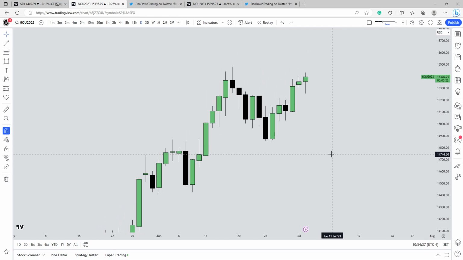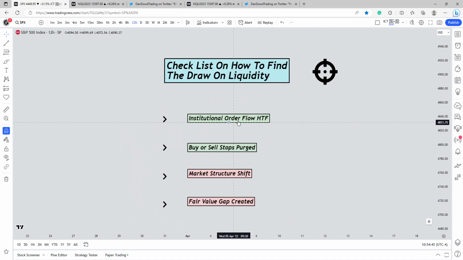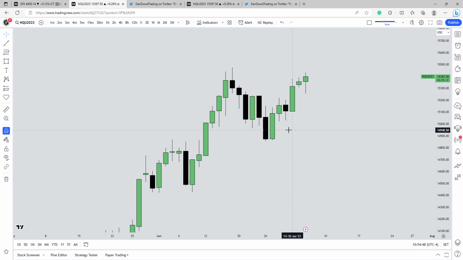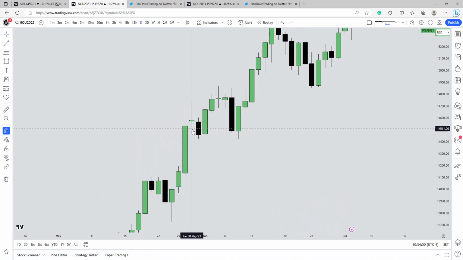So let's dive straight into the first example on NQ. This will be how to find the draw on liquidity in a bullish example. You can see that institutional order flow is bullish. That's the first thing that we take a look at, and this is on the daily time frame. So down close candles are acting as support.